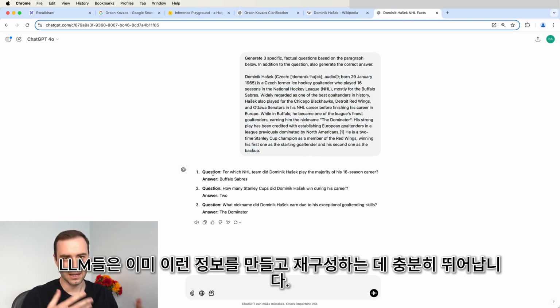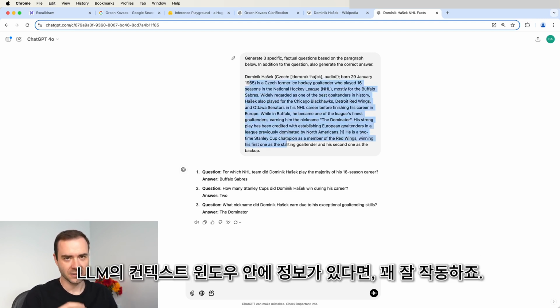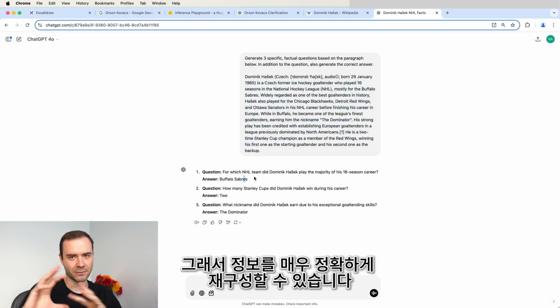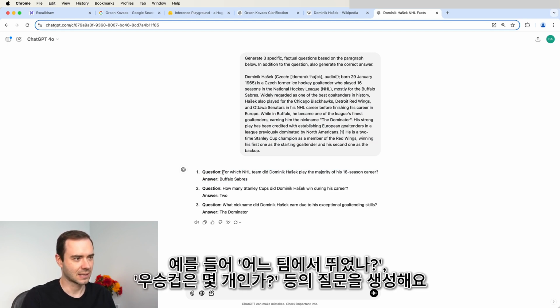The LLMs are already good enough to create and reframe this information. If the information is in the context window of the LLM, this actually works pretty well. It doesn't have to rely on its memory. It's right there in the context window, so it can reframe that information with fairly high accuracy. For example, it can generate questions like, for which team did he play? Here's the answer. How many cups did he win, etc.